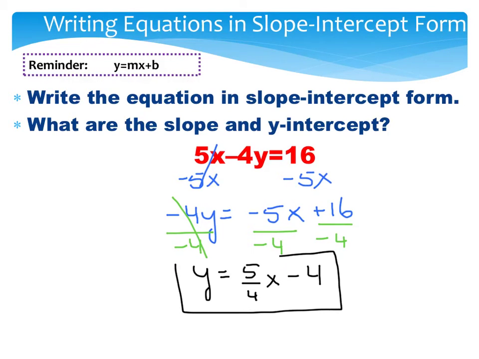So here is my line. I have a slope of 5/4 and a y-intercept of -4. So my slope is 5/4 and my y-intercept is going to be (0, -4). Remember, your y-intercept is always a coordinate.